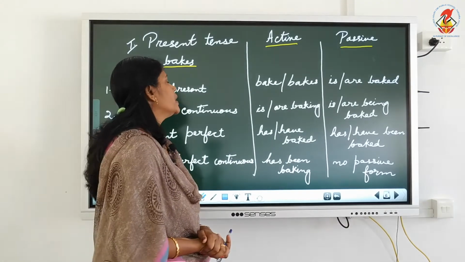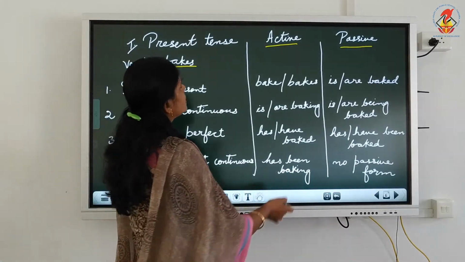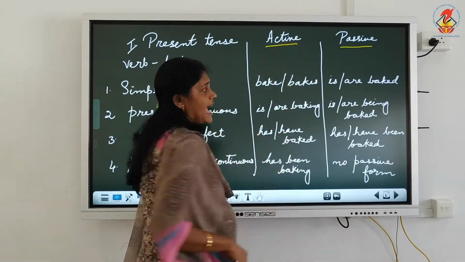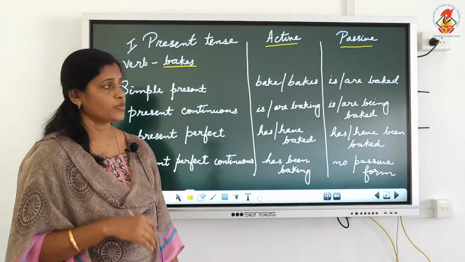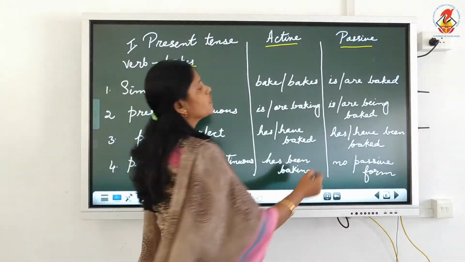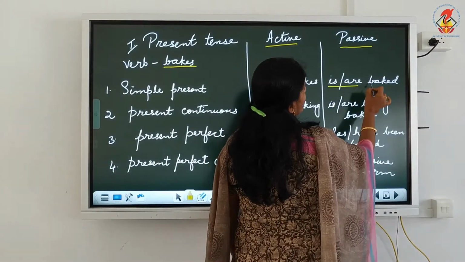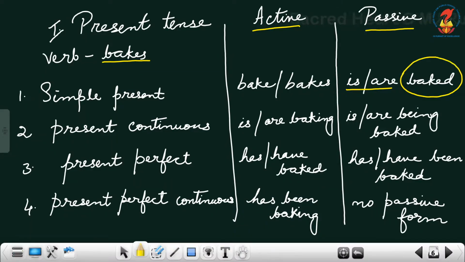Okay. Now, the word bake or bakes comes under active voice. When it turns into passive voice, we use the word is or are, and the word bake changes into baked. That is the past participle form. In the same way, present continuous, active voice, the rule is is or are plus ing, the baking, ing form comes. When it changes into passive voice, it is are, again being baked.